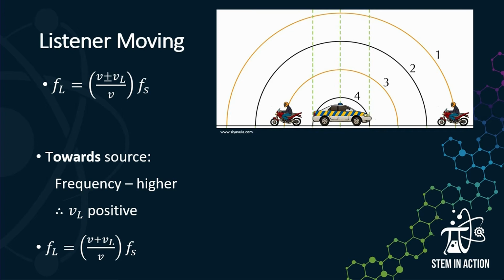How do we know that VL should be positive? Let's have a look at the formula. Here's our formula. We want our frequency of our listener to be higher, so we need to be getting a bigger answer. And so therefore we need to add VL in the numerator so that we have a bigger numerator than denominator to get a bigger answer.